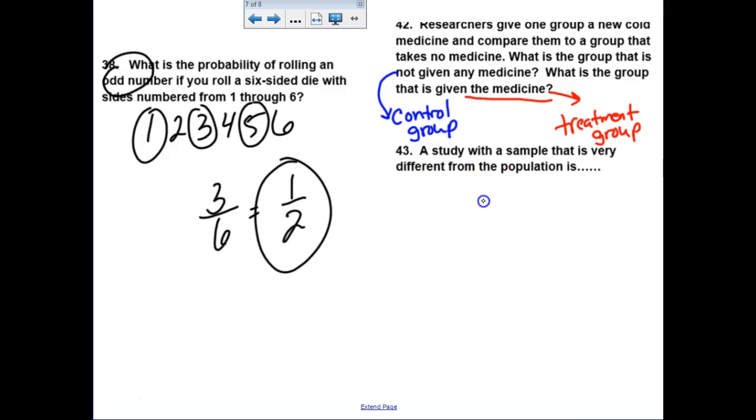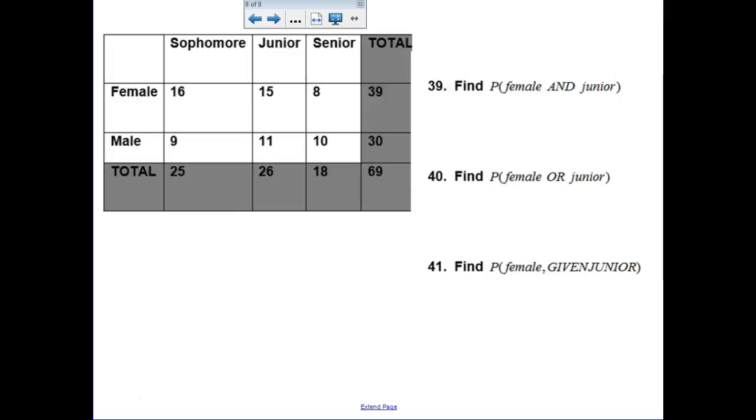And then a vocab word here: if you have a sample that is very different from the population, that means you are biased. Your sampling is biased. Remember that keyword, okay? And then we have that probability question with the chart. I changed some things on this chart from the original document. So if you're from another teacher, make sure you have these numbers.